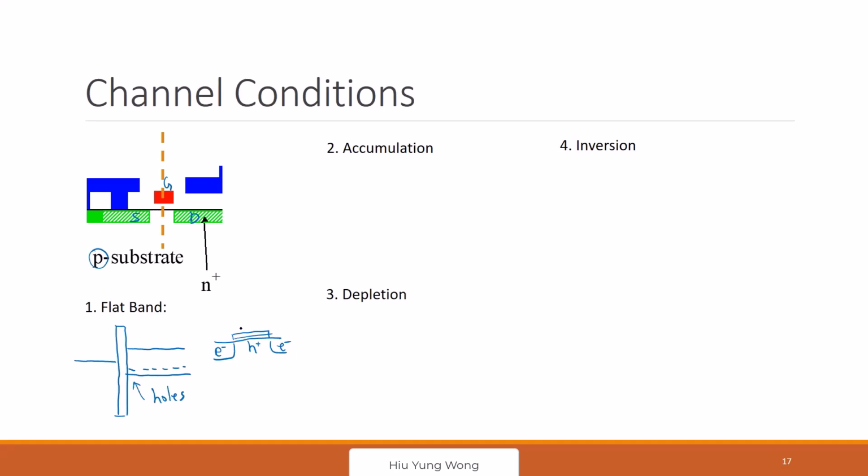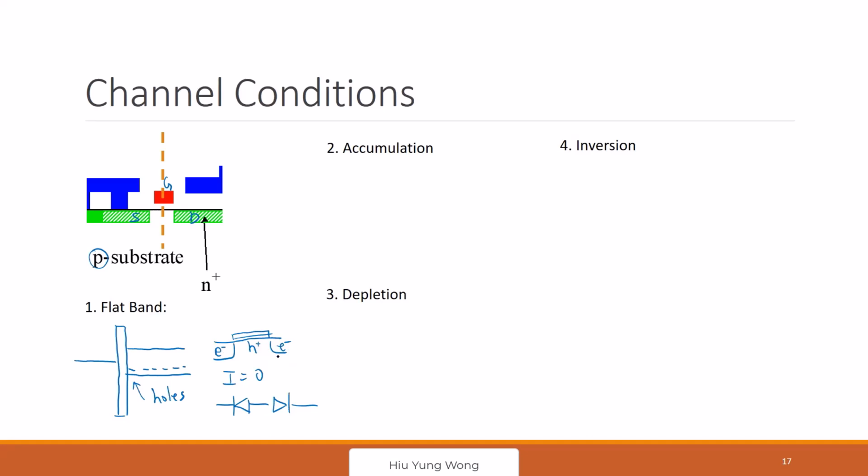Can I conduct any current in this condition? No, right? Because you are just having a back-to-back PN diode, because you have N, P, N. So no current.